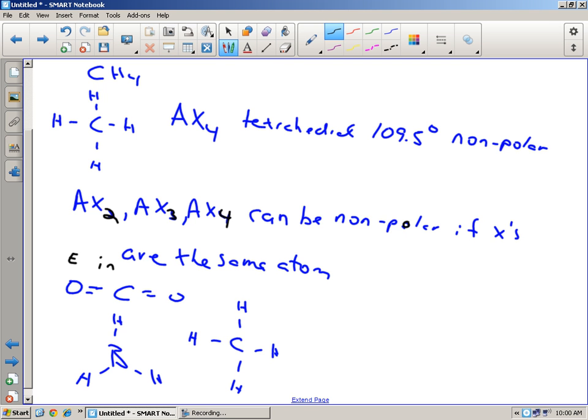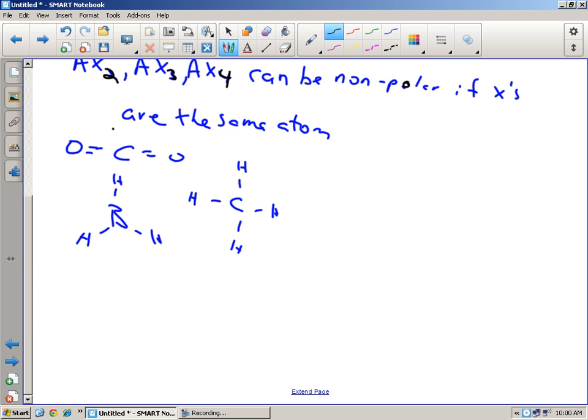Actually no, I'm going to put that somewhere else because here's just a quick few examples of nonpolar molecules. Okay, CO2, CH4, BH3 are examples of nonpolar molecules.